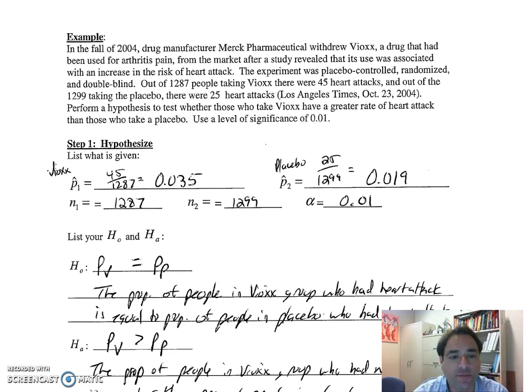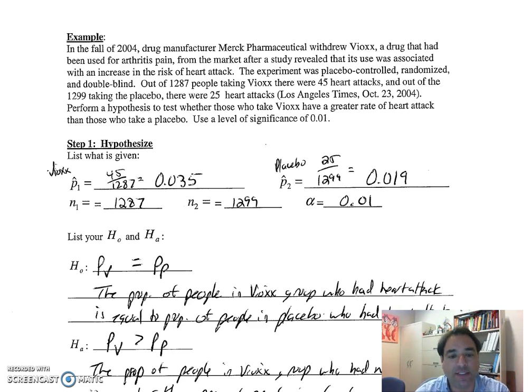In the fall of 2004, the drug manufacturer Merck Pharmaceutical withdrew Vioxx, the drug that had been used for arthritis pain, from the market after a study revealed that its use was associated with increased risk of heart attack. The experiment was placebo-controlled, randomized, and double-blind. Out of 1287 people taking Vioxx, there were 45 heart attacks, and out of the 1299 taking the placebo, there were 25 heart attacks. According to the Los Angeles Times, October 23, 2004.